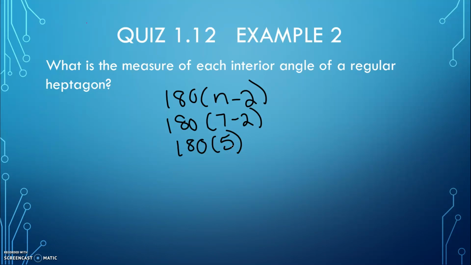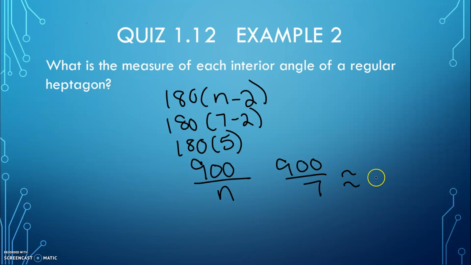Put that in our calculator. 180 times 5 gives us 900. So the total is 900, and we divide that by the number of sides. So that is 900 divided by 7. And that gives us approximately 128, let's round to the nearest hundredth, 57 degrees in each angle of a heptagon, regular heptagon.